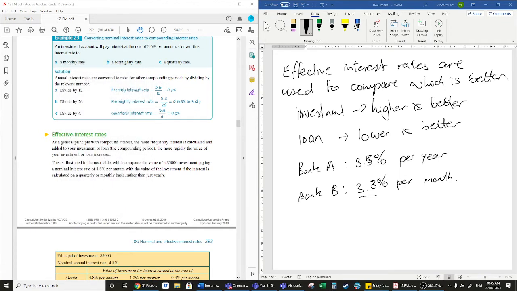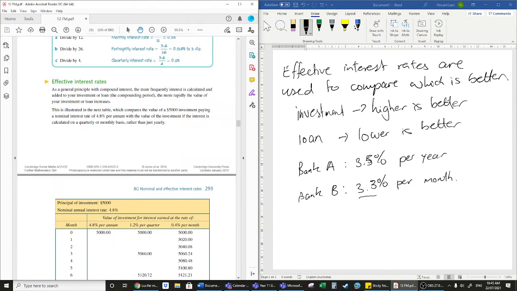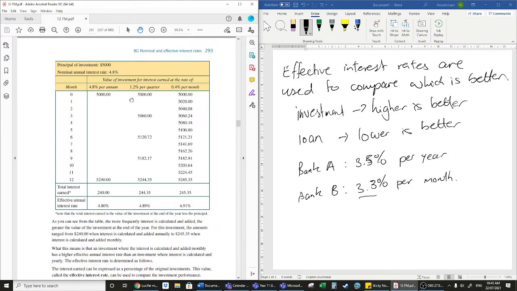Just looking at the nominal interest rates given to us is not always the best way to compare. So what we need to do is convert them to what we call the effective interest rate. There's an example here. Let's have a quick look. If you have the book in front of you, you can look at it, or you can look at the computer screen. Hopefully it's big enough for you to look at.